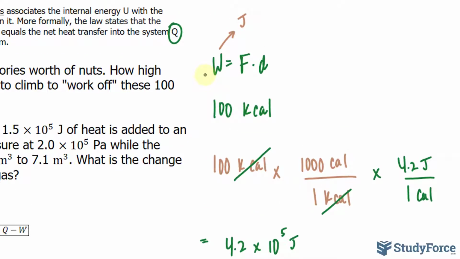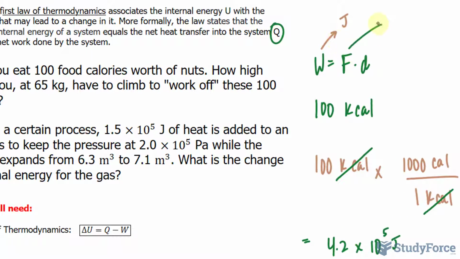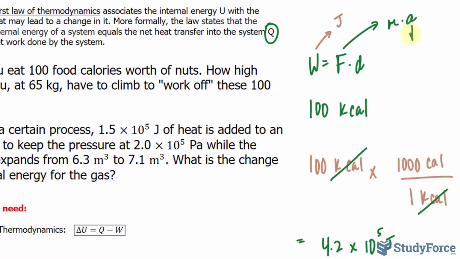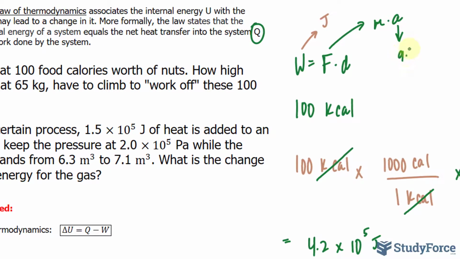Now remember, I said work is equal to the force times the distance. And force is equal to mass times the acceleration. Since we are climbing, the acceleration is the acceleration due to gravity being 9.8 meters per second squared, and the mass is your mass, 65 kilograms. Multiplying this out, we should end up with force. And then we multiply it by the distance, which we don't know. That's what we're looking for. How much do you have to climb?